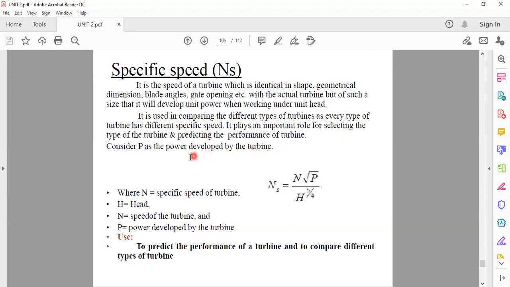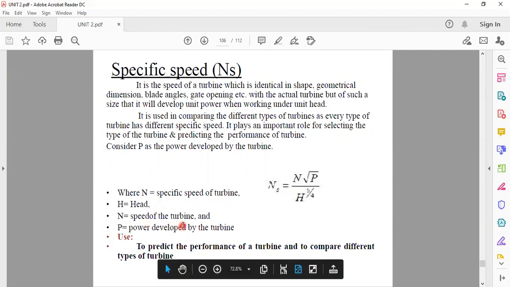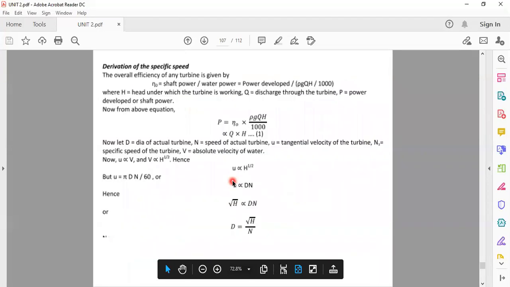So consider P as the power developed by the turbine. Means the geometrically similar model we have taken produces unit power under unit head. Here Ns is the specific speed of the turbine, H is the head, N is the speed of the turbine, P is the power developed by the turbine. So Ns, the specific speed, equals N times the square root of P, divided by H raised to 5/4, to predict the performance of the turbine and to compare different types of turbine.